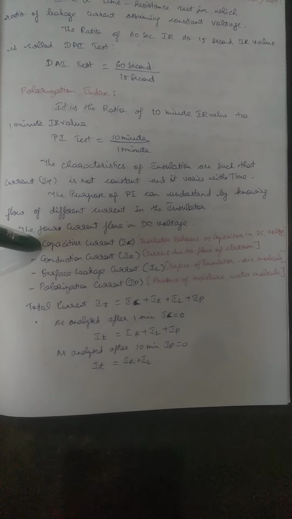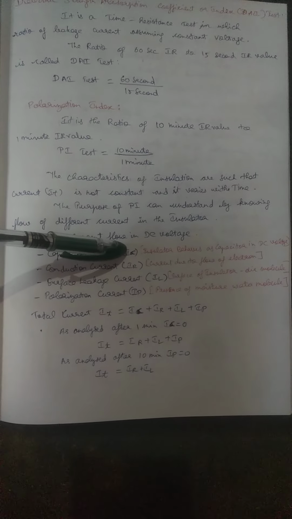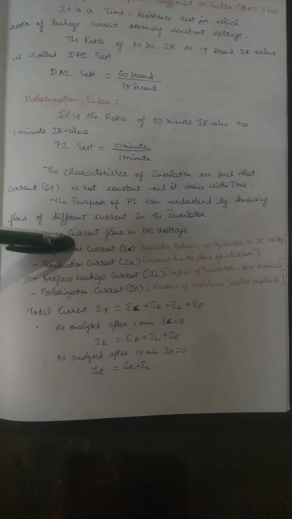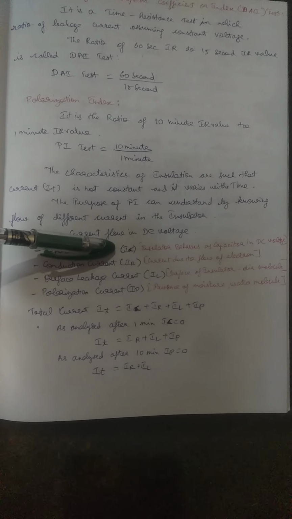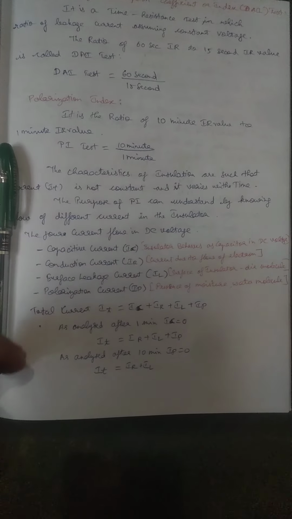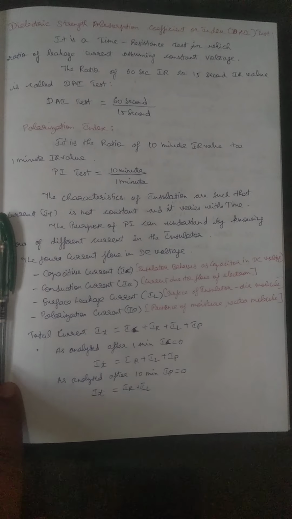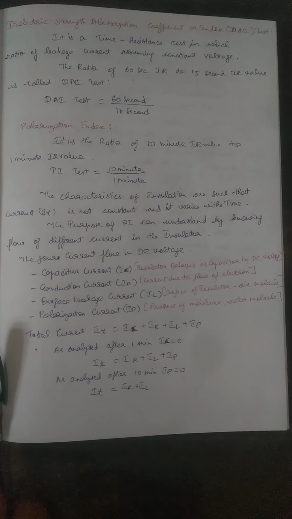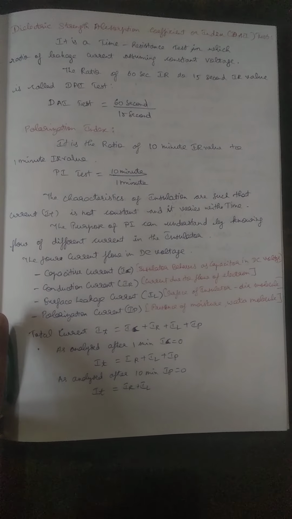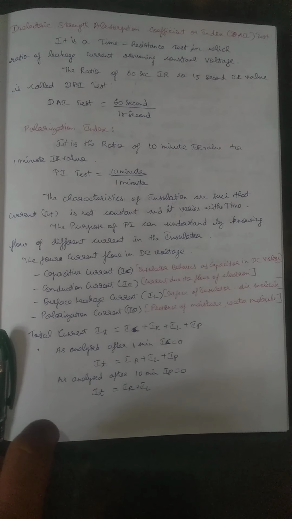Here the capacitive current means the insulation behaves as a capacitor in a DC voltage. So the insulation between the winding and our tank, the insulation level between the winding and the tank, the insulator acts as a capacitor after the conduction of our current.